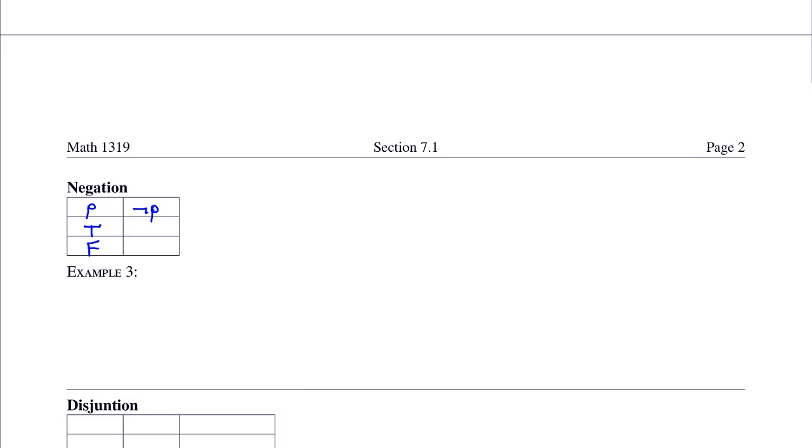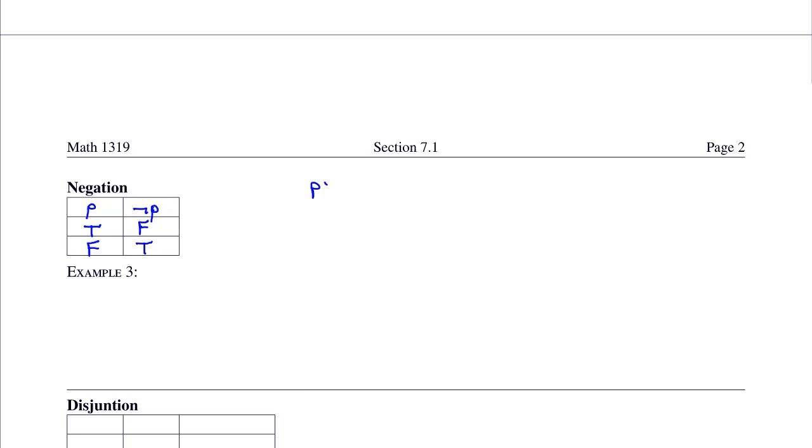So if P is true, then what is not P? Not P is false. And if P is false, then what is not P? It is true. Okay? So that's how you alter the values of a proposition. If it is negation, then it is the opposite value. True becomes false, and false becomes true. Let's do an example here.